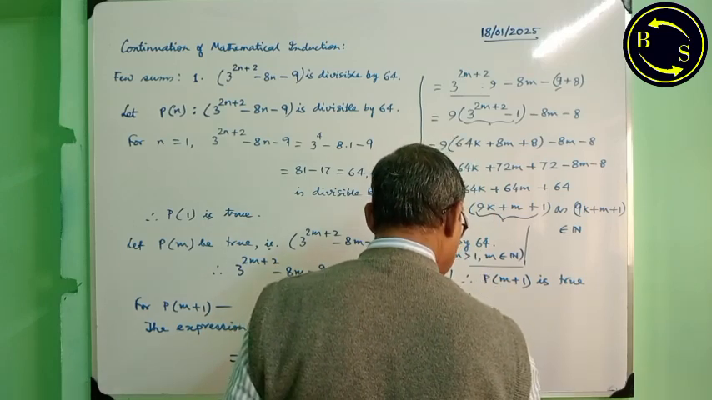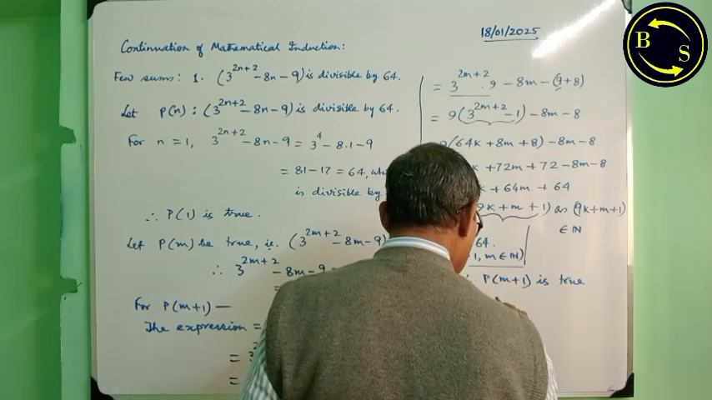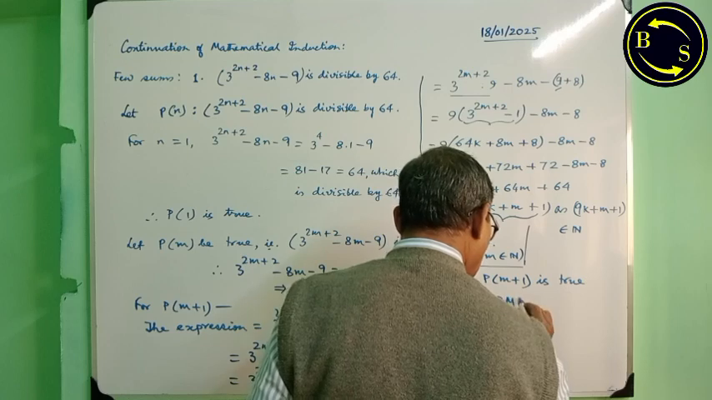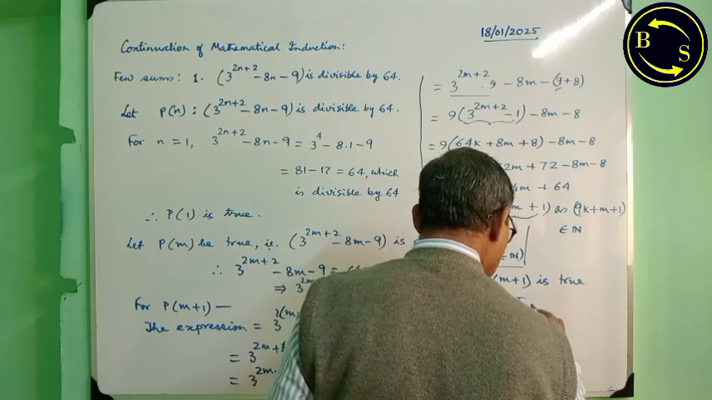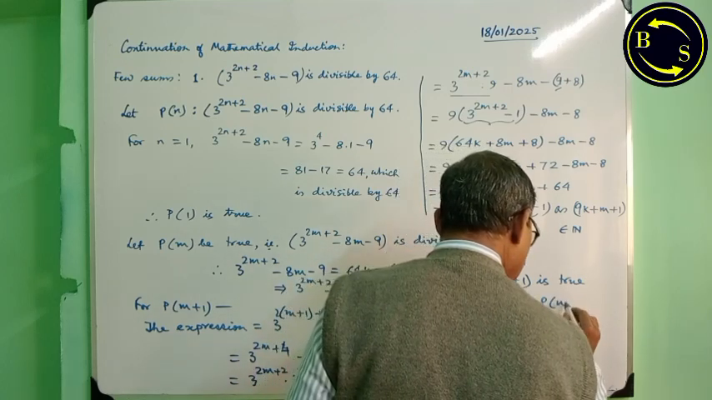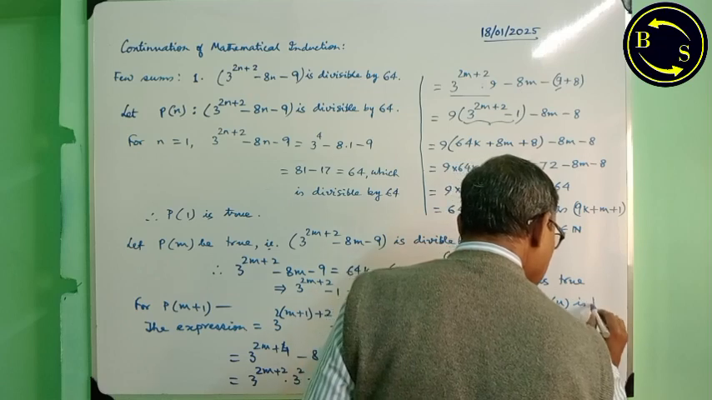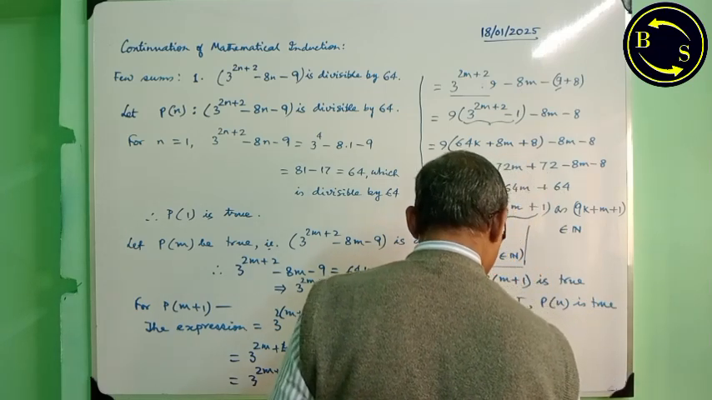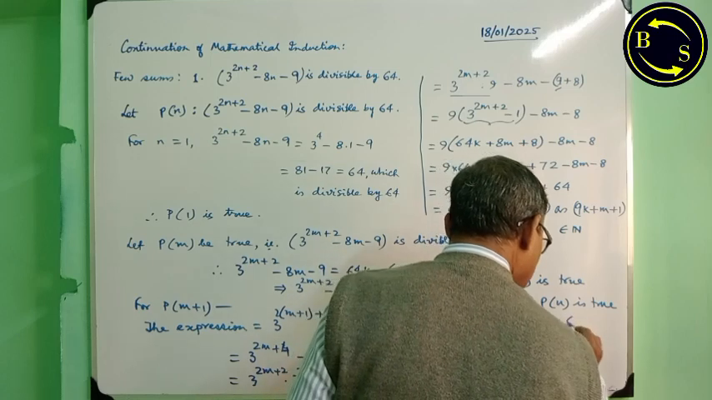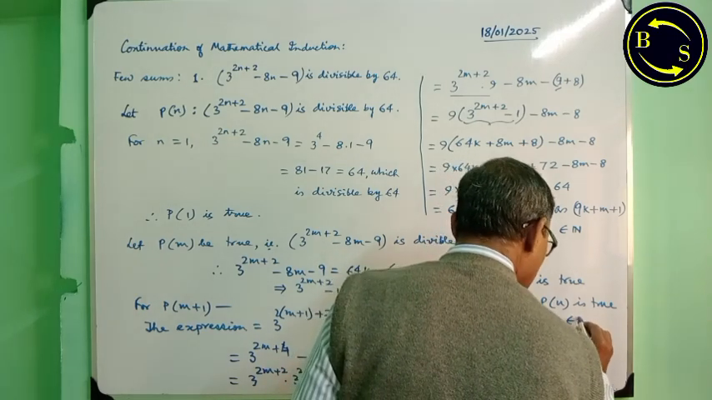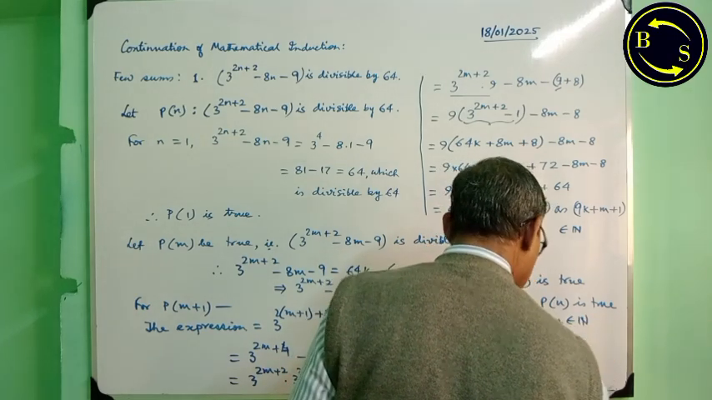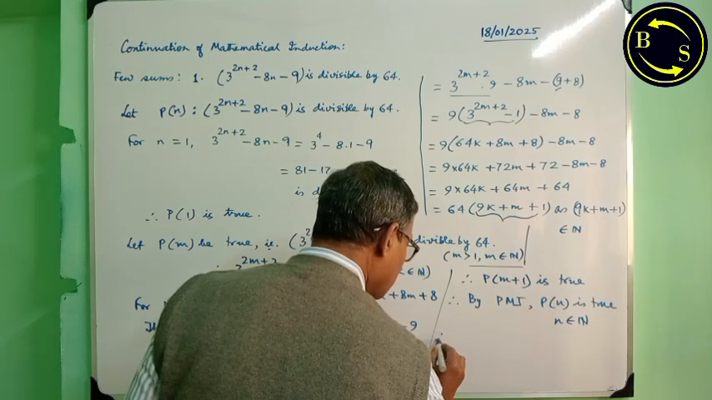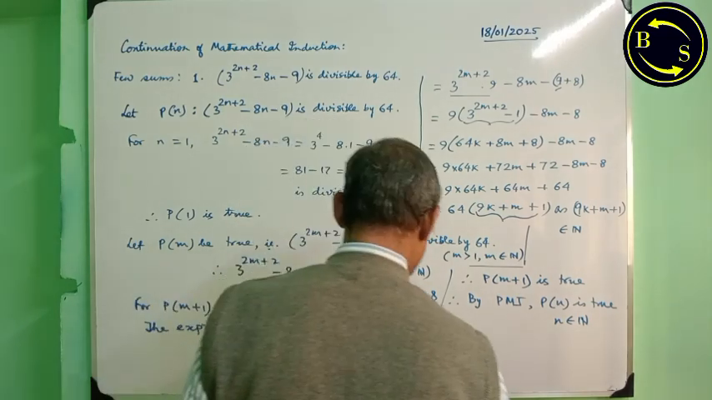Therefore, by PMI, Pn is true, where n belongs to the set of natural numbers. Next, final statement.